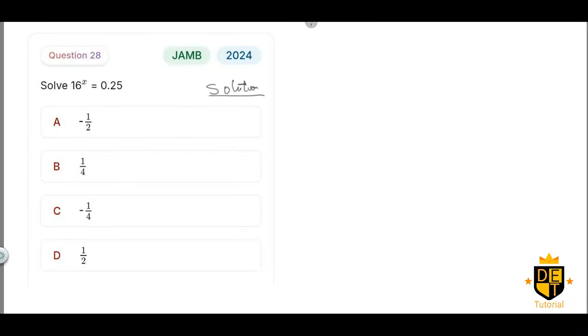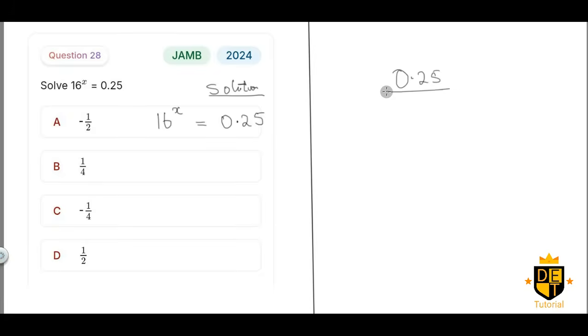So I have 16 raised to the power of x equal to 0.25. The first thing I would want to do here is to convert this 0.25 into a fraction. To convert 0.25 into a fraction, this is 0.25 over 1, because 0.25 divided by 1 is still 0.25.